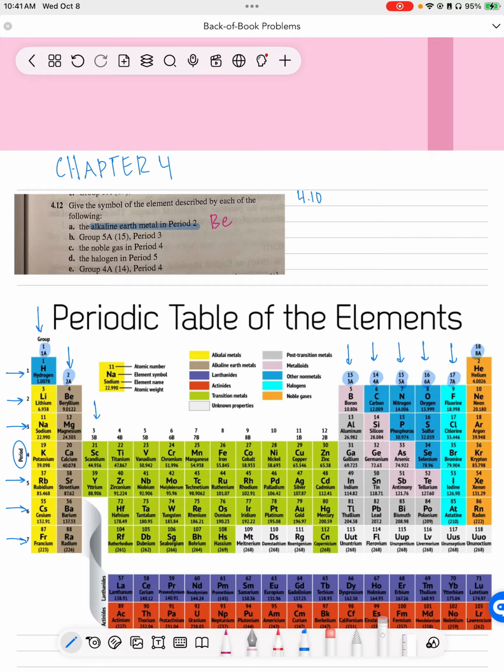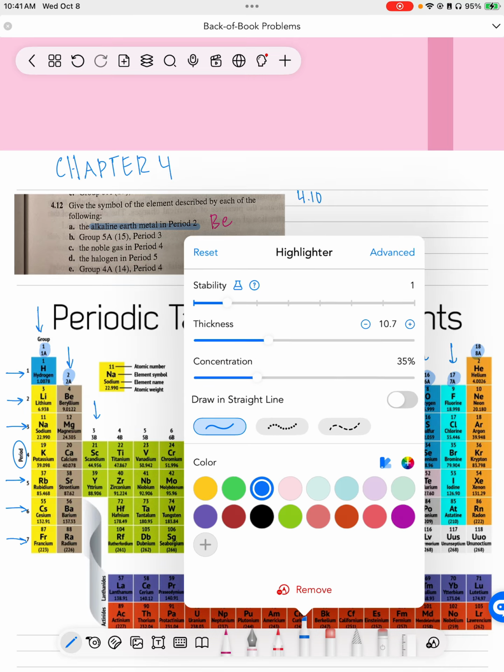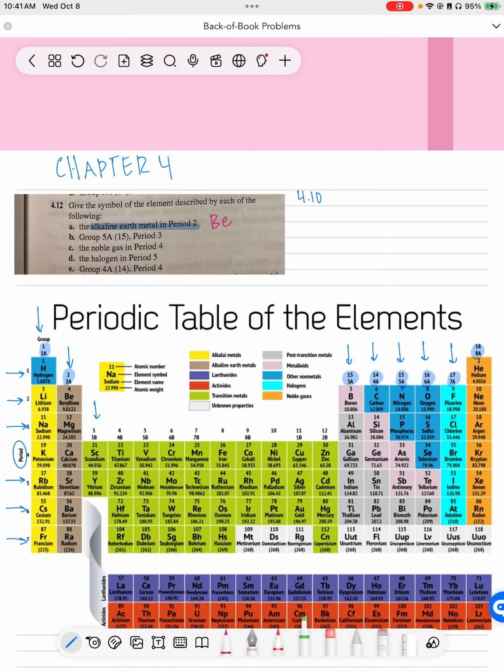And so we want to go to group 5A, or group 15 right here. And it wants period 3. So we found our group. Let's highlight it in green. Our group is 5A, and it wants period 3. So this is period 1, 2, 3. Let's go here. So that is in group 5A, period 3, so phosphorus.